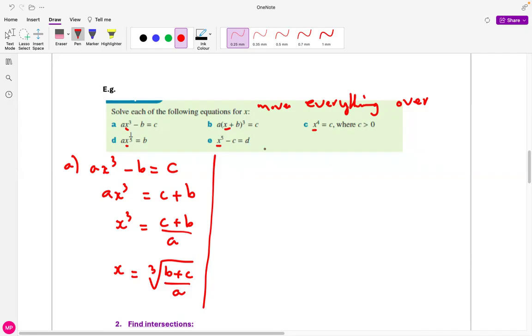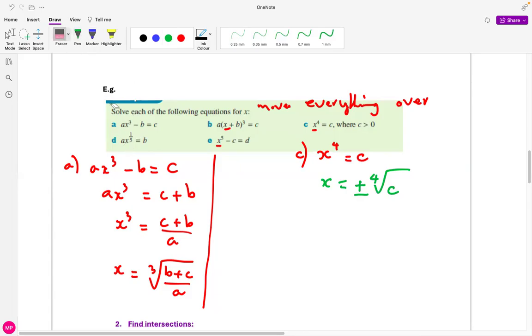Now if I do C, you can see here x to the 4 equals c. To get rid of the 4, I take the fourth root of the other side. But when you take a fourth root, you always have two answers, plus and minus. So x equals plus or minus the fourth root of c. Whereas with the cube root, you only have one answer, but the fourth root gives two answers. So for any even root, two answers; for an odd root, one answer. Right?